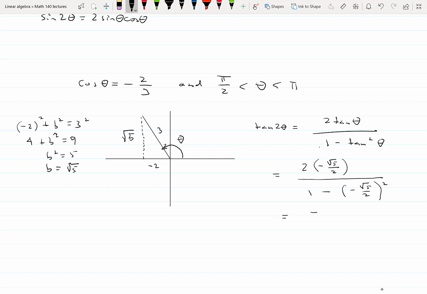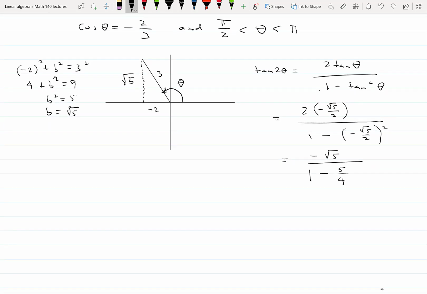So 2 times negative radical 5 over 2 is negative radical 5, over 1 minus radical 5 over 2 squared. Well, radical 5 squared is 5, 2 squared is 4. So this is nothing more than negative radical 5 over 1 minus 5 over 4. See that 1 down there in that denominator? I'm going to write it as 4 over 4. And 4 over 4 minus 5 over 4 is negative 1 over 4.